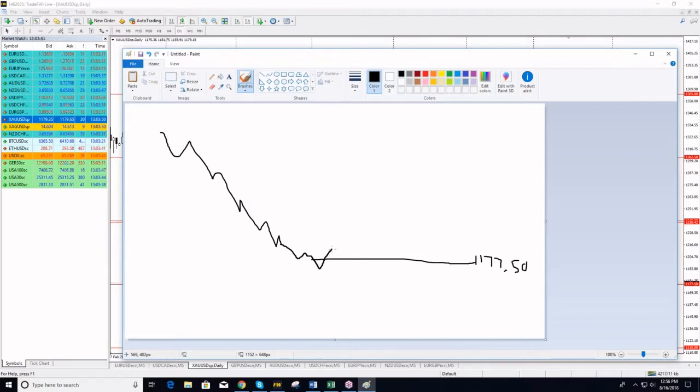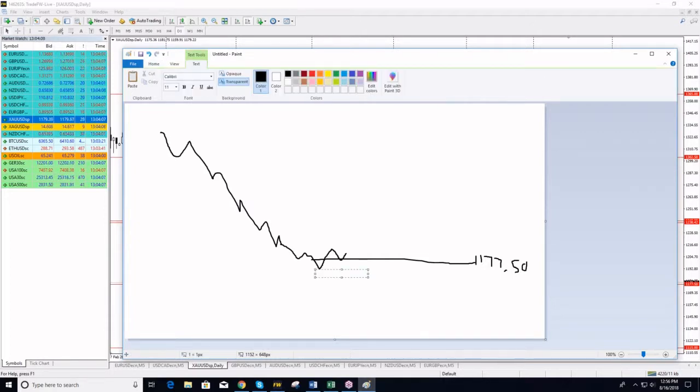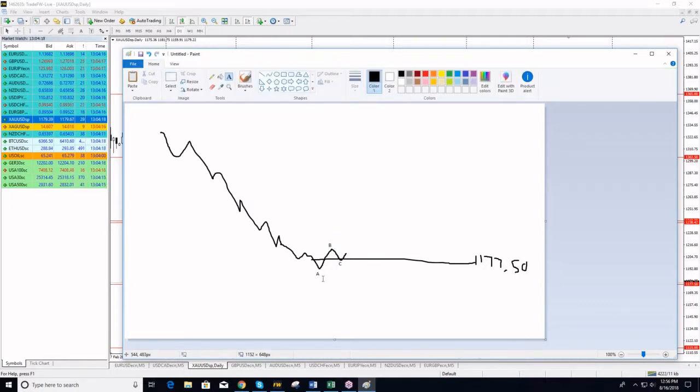Okay, and I want to see a failure swing. So what is a failure swing? It's good to contact your account managers and they will assist you. Now, what is a failure swing? We have a bottom at A, then we have a top at B, and then we have another bottom which is higher or equal to A.